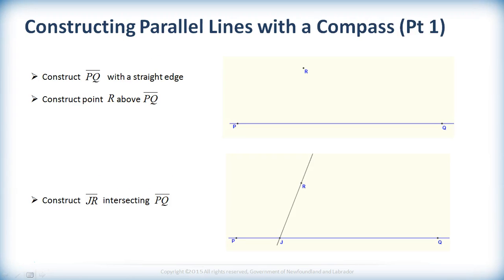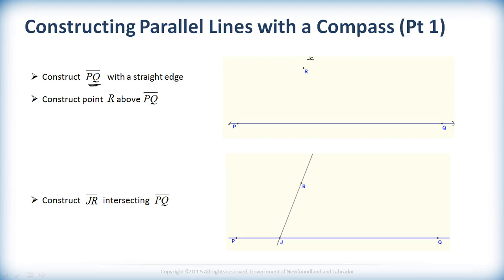Okay, this one is more complicated. We're going to construct parallel lines with a compass. So no protractor. We can't measure anything, basically. So the first thing we do is we construct PQ with a straight edge. So that's this line here. Construct that and label a P and a Q. And then construct R. So just put a random point floating above it up there somewhere.